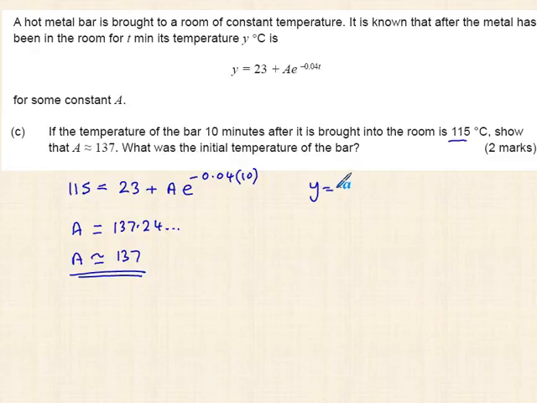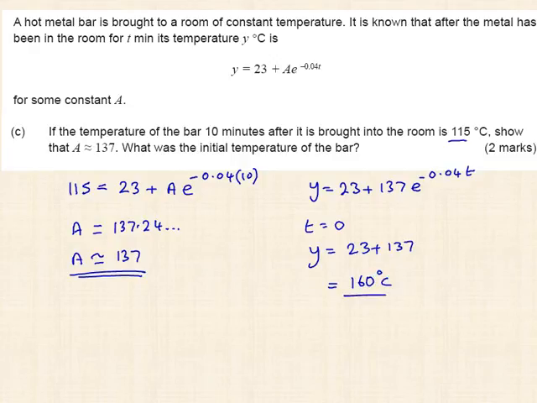So we now know that y is equal to 23 plus 137 e to the negative 0.04 t. When t is 0, which is the initial temperature, y is 23 plus 137, and that would give us 160.